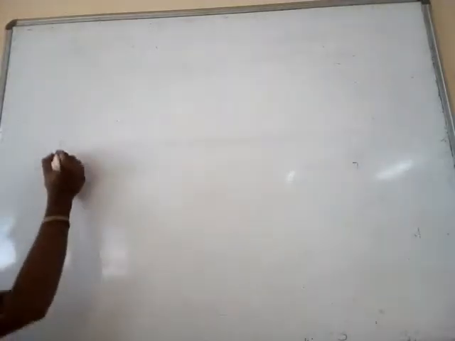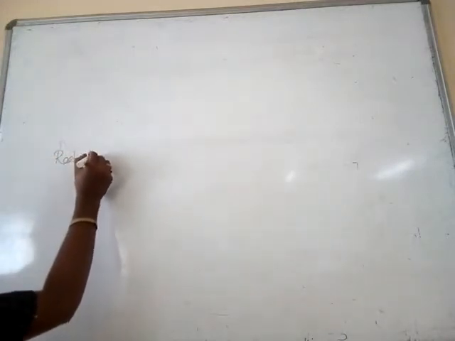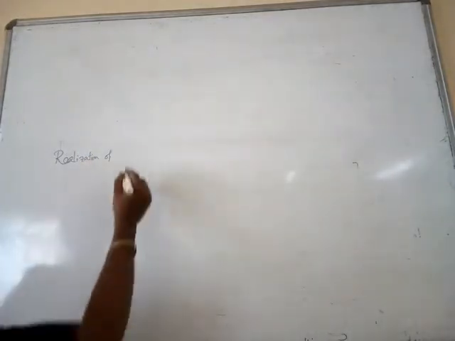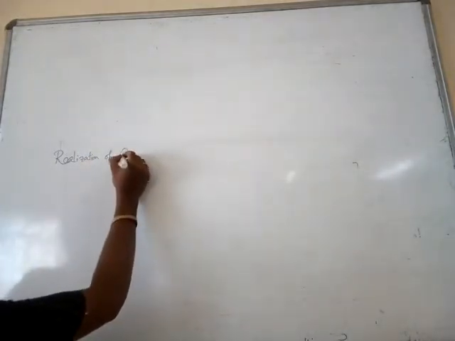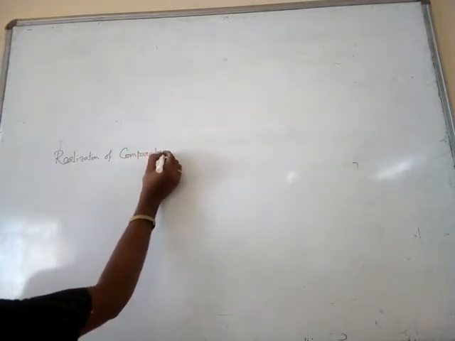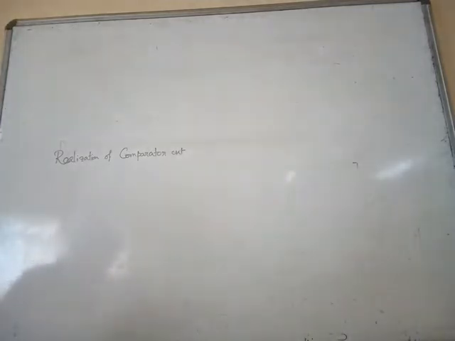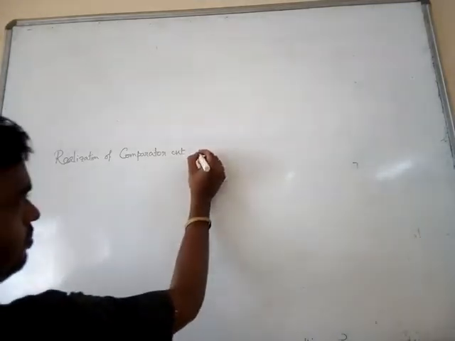This is digital electronics lab. The experiment name is realization of comparator circuit and their truth table verification.